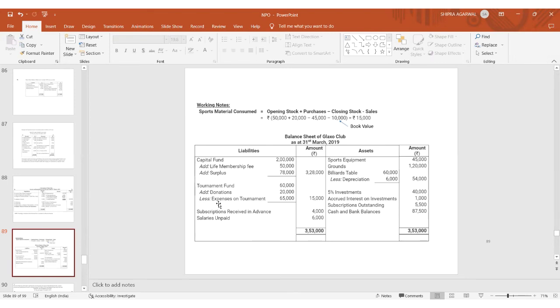That is for 20,000. So that is to be added to that particular fund itself. And there are certain expenses on tournament, right? Those expenses are of 65,000. So a net amount of 15,000 is left.